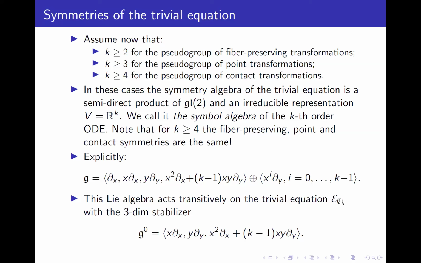So our equation is of dimension k+1. This Lie algebra is of dimension k+4. So it will act transitively with a three-dimensional stabilizer, and this stabilizer is just a subalgebra in GL2. So we can identify it with, for example, upper or lower triangular matrices in GL2, if needed. And again, that is also kind of important.